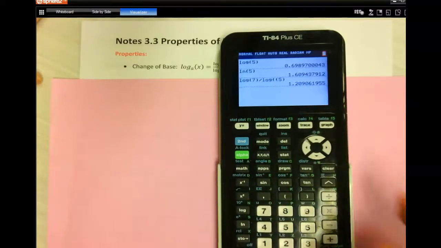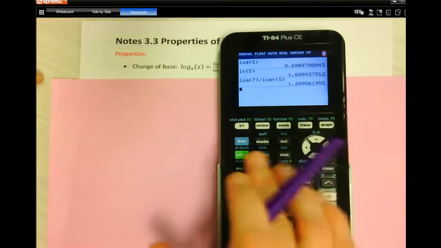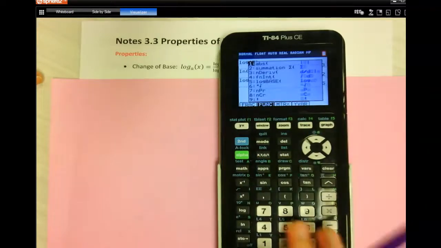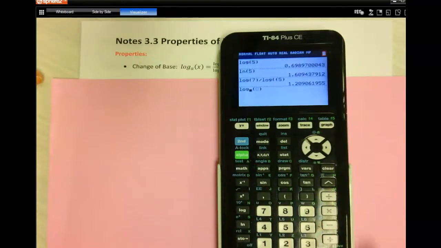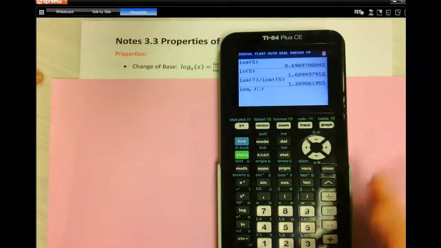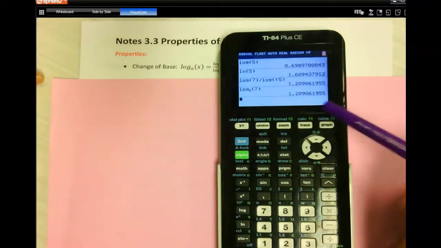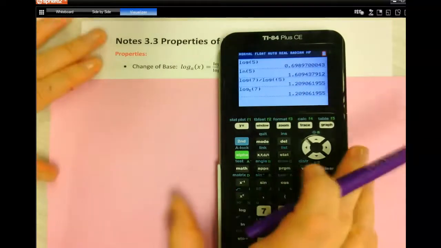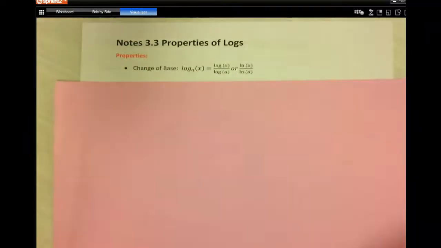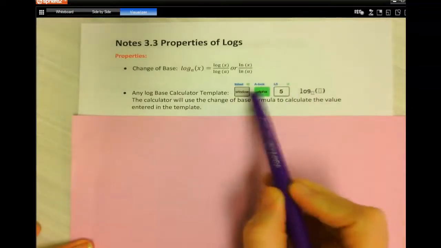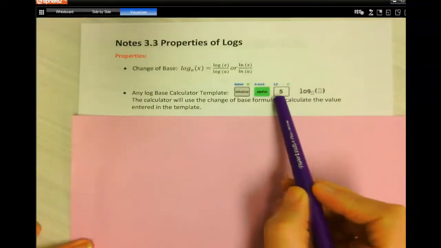But now with our new operating system, we have a template that we can use. We press alpha window, and it's choice 5 where it says log base. When you do that, it gives you a template where you can plug it in directly. So you can say log base 7 down here of 5. When you execute it, it's going to do this calculation, but it spits out the answer, so you can see the answers are the same. So that's finding the change of base. On the calculator, you would do alpha window, then 5. Okay?